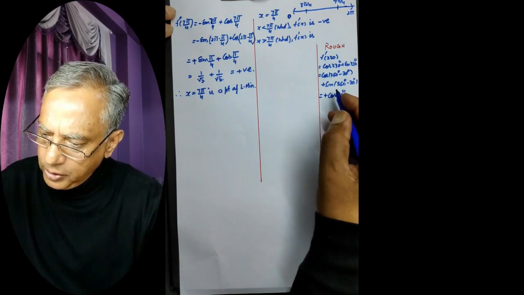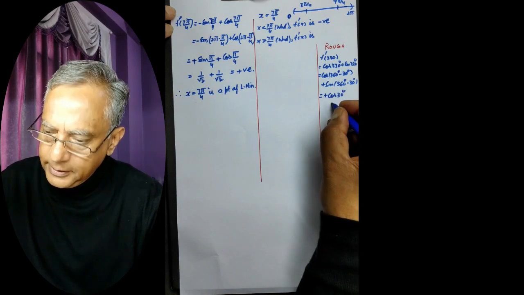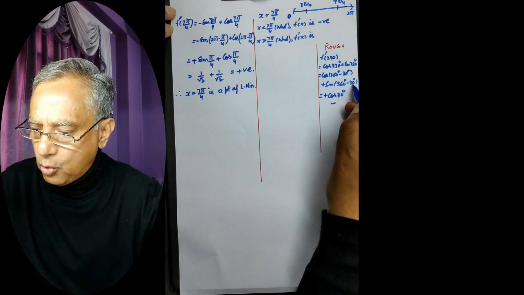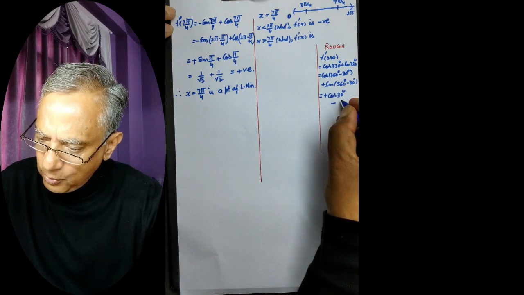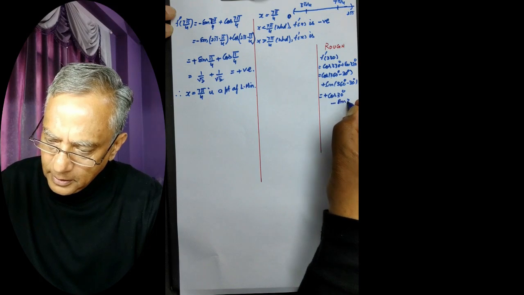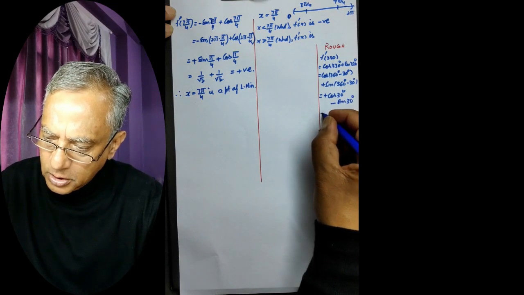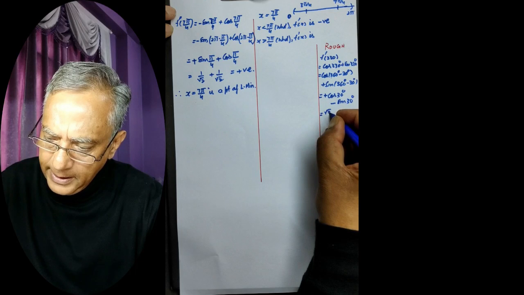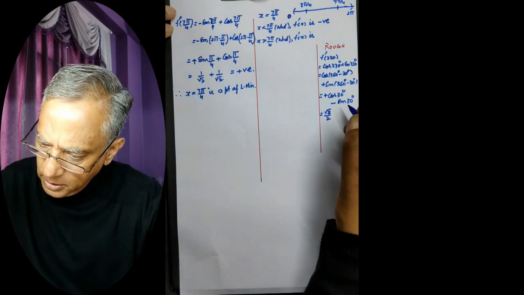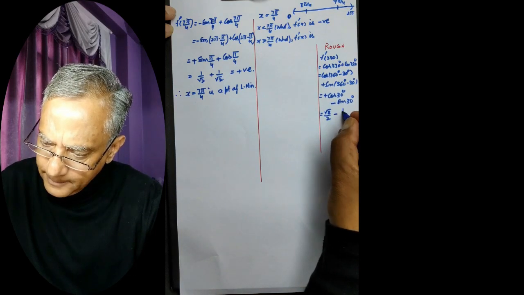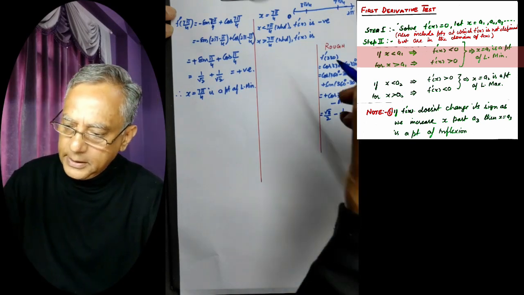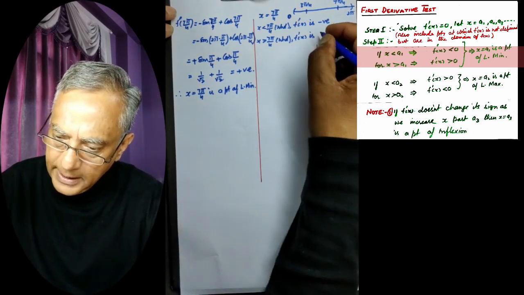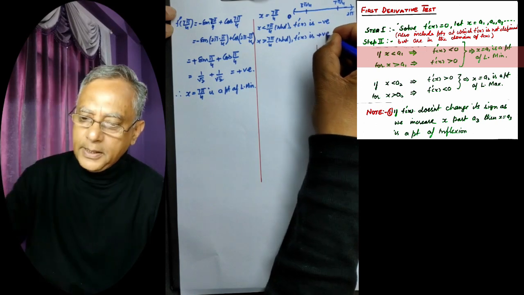And sine of this will again be in the fourth quadrant, and in the fourth quadrant sine is negative. So this will be minus, and sine will remain sine. Now cos of 30 degrees is root 3 by 2, and sine of 30 degrees is 1 by 2. So this is positive, this is positive. So f dash x is positive.